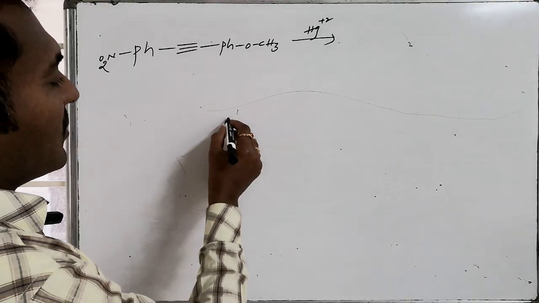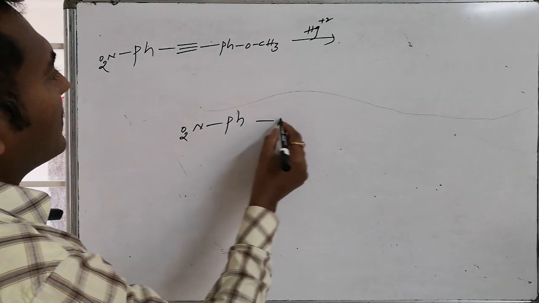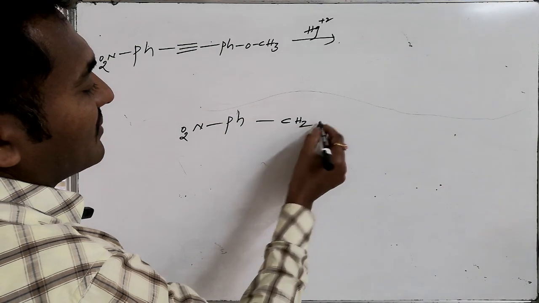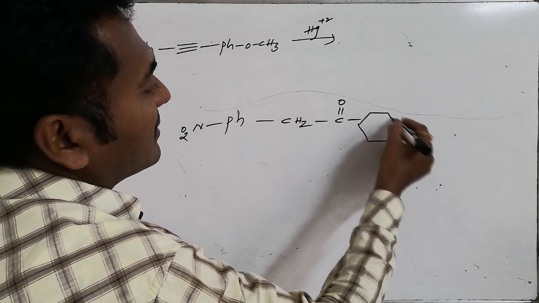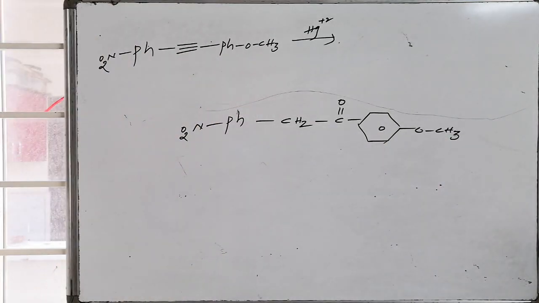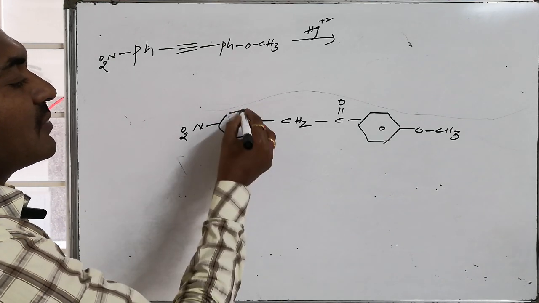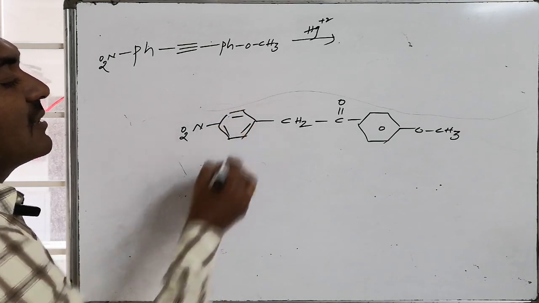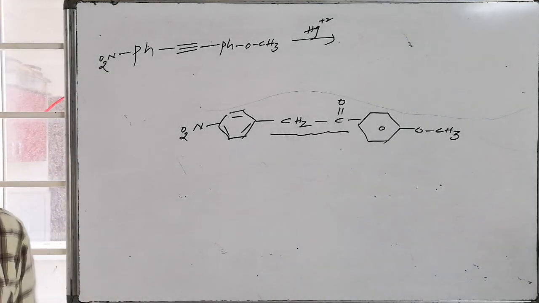Hence the final product is none other than this, the groups present in the final product. Now this is converted to CH2, this portion is converted to C double bond O. This is a benzene system connected with whom? Methoxy group. Suppose we want to write this also in the form of benzene, like this. This is the benzene system. Like this, the transformation takes place.